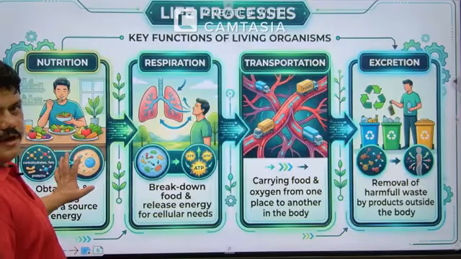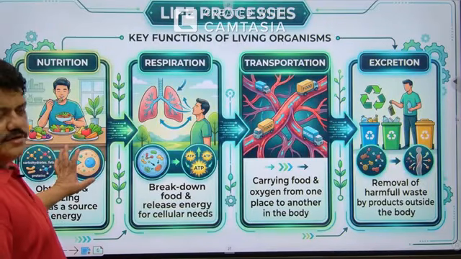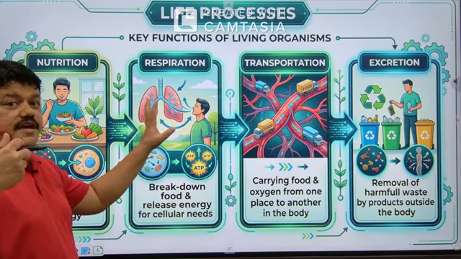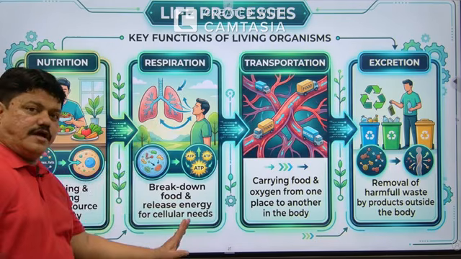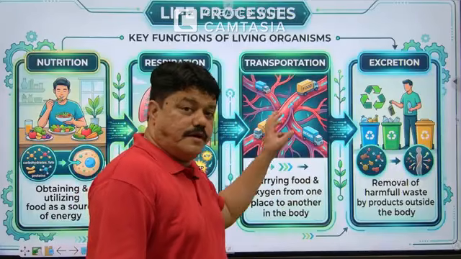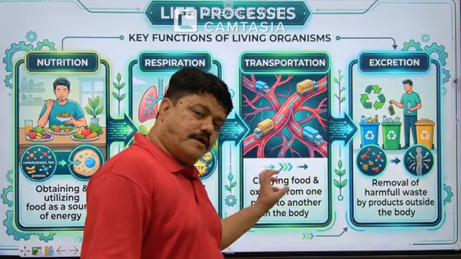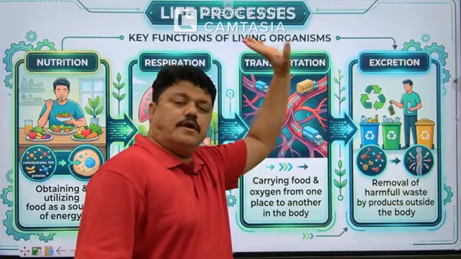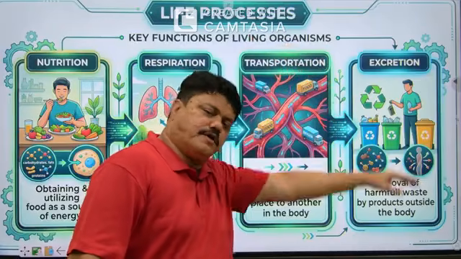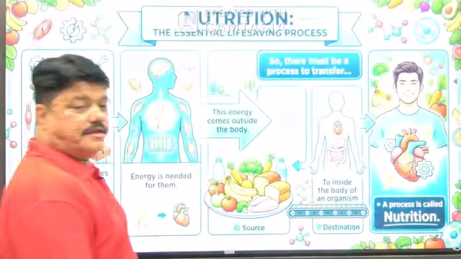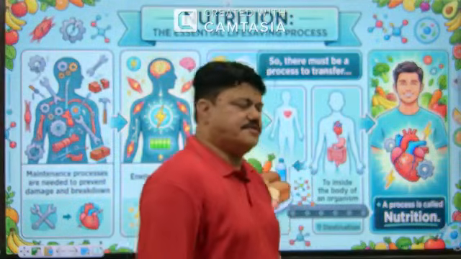So getting food for energy is nutrition. Releasing or obtaining energy at the cellular level is respiration. Carrying food and oxygen from one part of the body to another is transportation, and removal of harmful waste byproducts is called excretion. Now first, looking at the nutrition process.